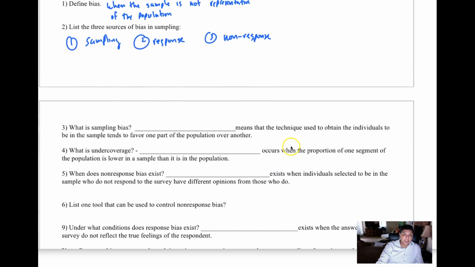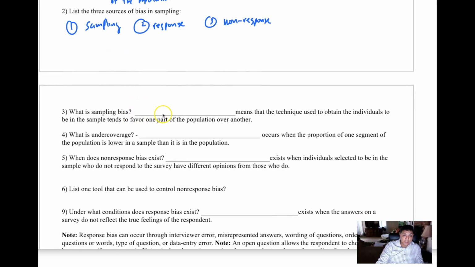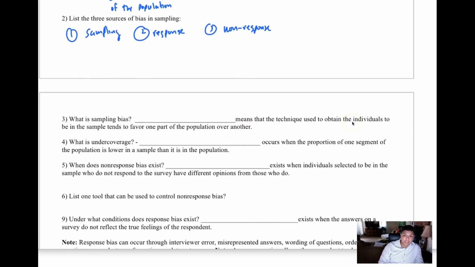So what is sampling bias? Sampling bias means that the technique used to obtain the individuals to be in the sample tends to favor one population over the other. Let's say we want half males, half females, and whatever we do, we end up with 90 males and 10 females. There's going to be some bias in that.